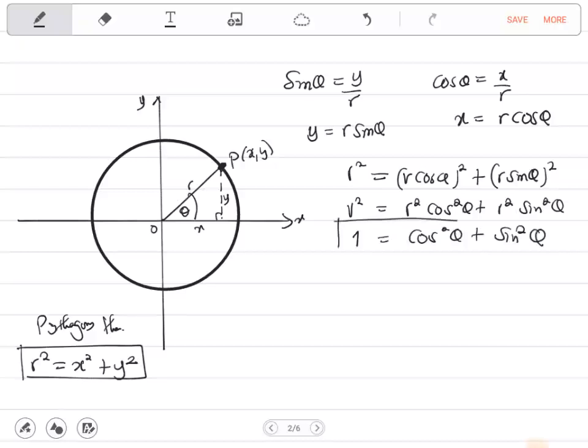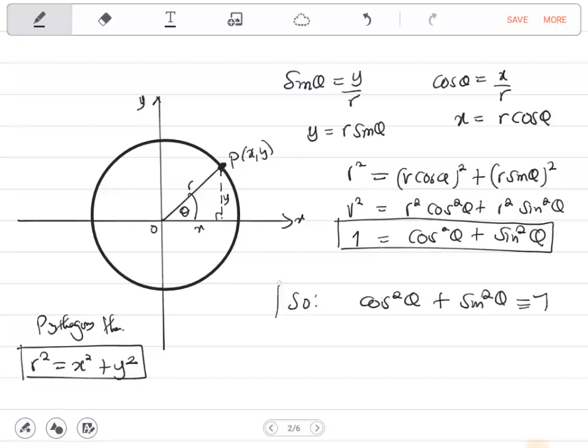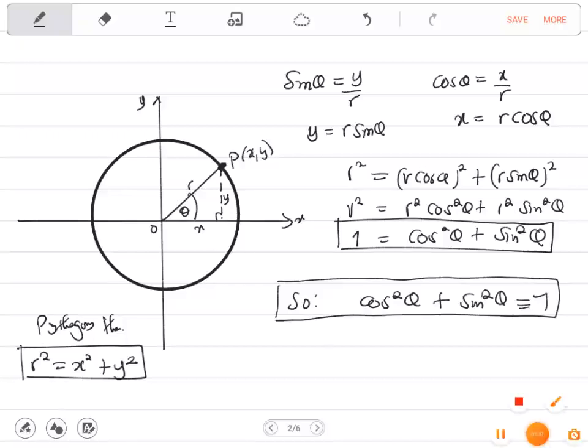Can you see something here? It's clear there. So therefore, cos squared theta plus sine squared theta is equivalent to what? To 1. We've done this together. Let us now look at 2 examples.